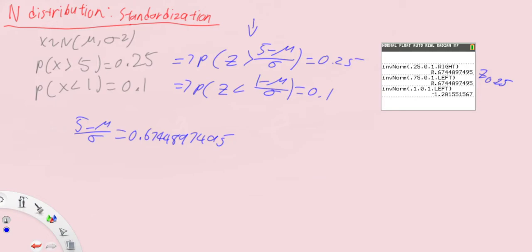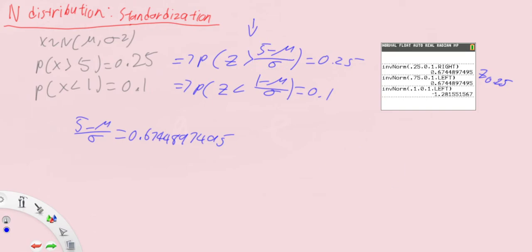Now, why does this work? Because of the standard normal distribution, right? You know that the area is 0.25. Then you know that this particular value here must be the variable at this point here. So let's say this point here is z1, because the standard normal distribution graph has a value of 0.6744897495 to give an area of 0.25. So that is why we can equate it like this.